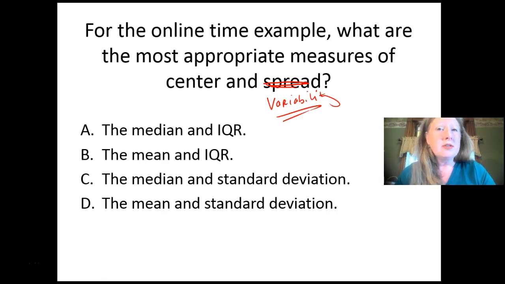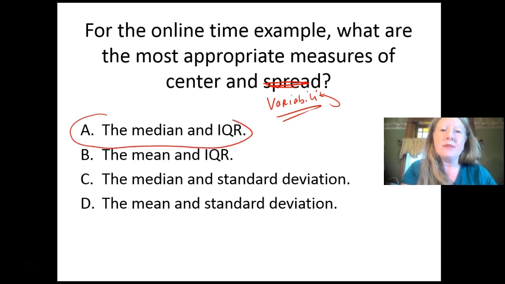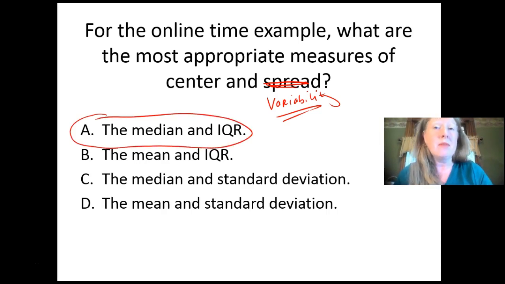Now we know that the distribution was skewed to the right. It was markedly skewed to the right, and we had an outlier way in the upper tail. So I would say, because of the fact that we have skewness and we have an outlier, the median and the IQR would be our best measures of center and variability. So why am I thinking that?